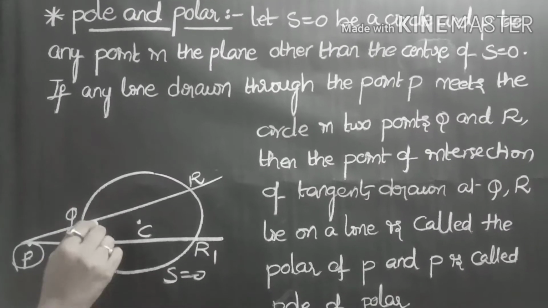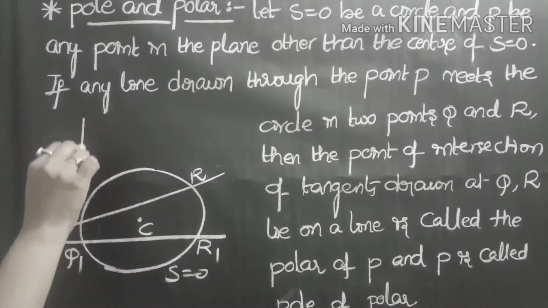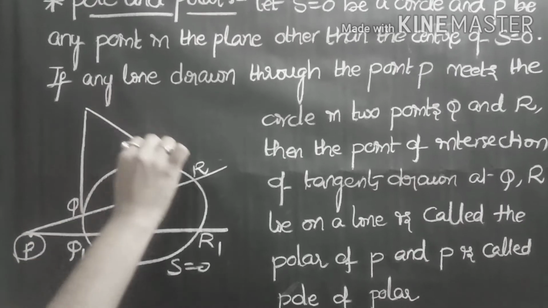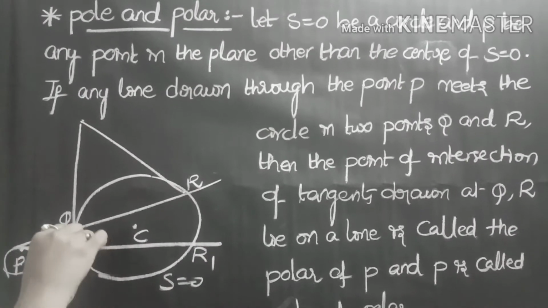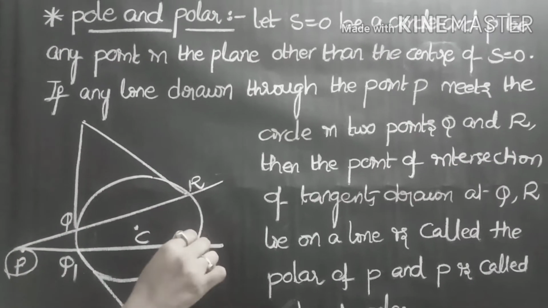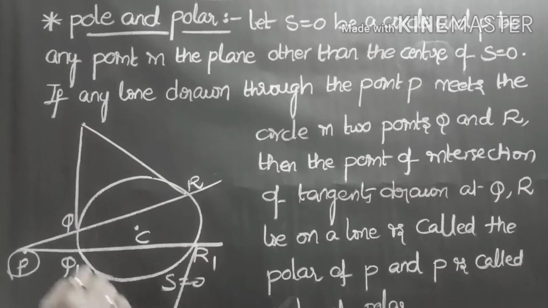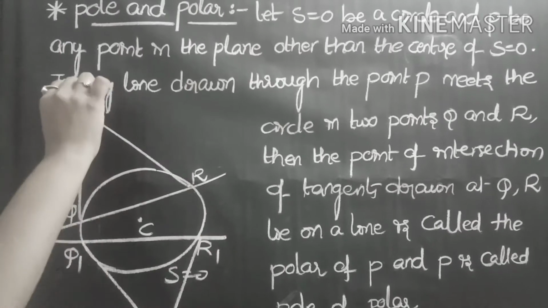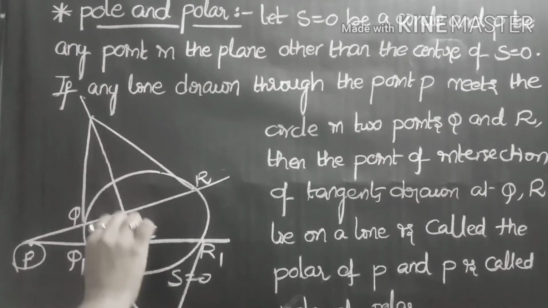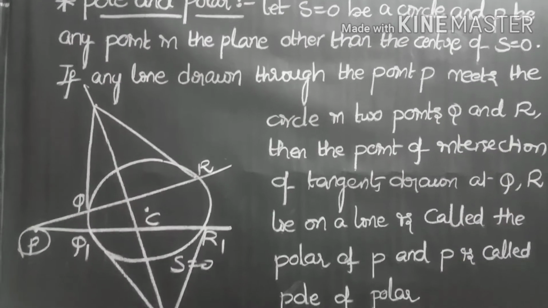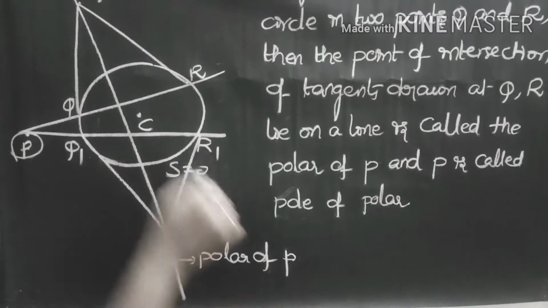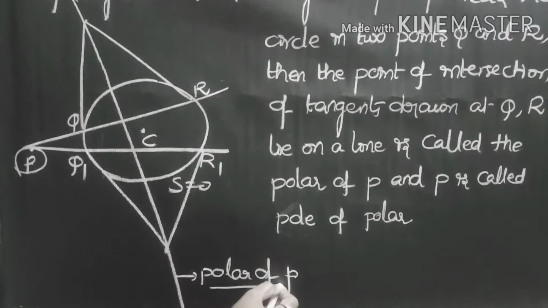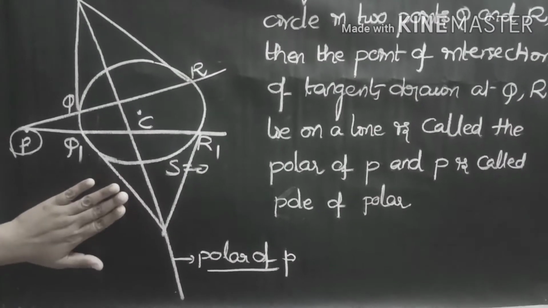Now at the points Q, R, we are drawing two tangents to the circle. These are the tangents which are drawn at the points Q, R to the circle. Similarly, here also we are drawing two tangents to the circle at the points Q1, R1. Now the line joining these points of intersection is called the polar of P. So this is the definition of the polar.